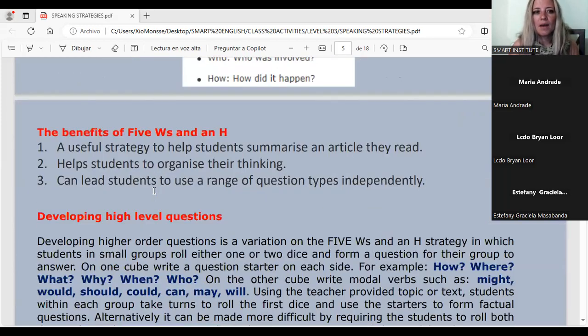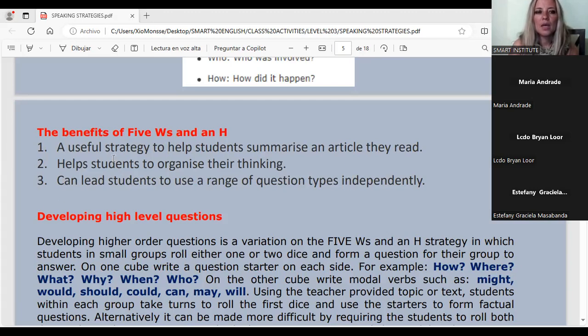The benefits of the five Ws and H questions, Brian, continue. Number one, a useful strategy to help students summarize an article they read. Number two, helps students to organize their thinking. Number three, can lead the students to use a range of question types independently.